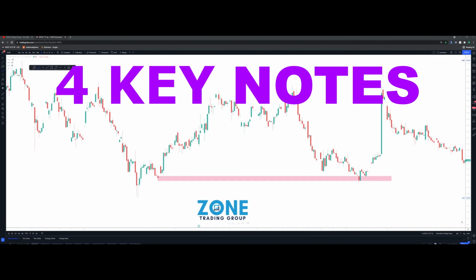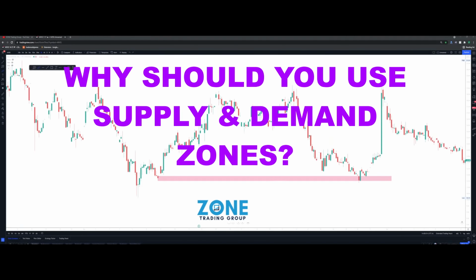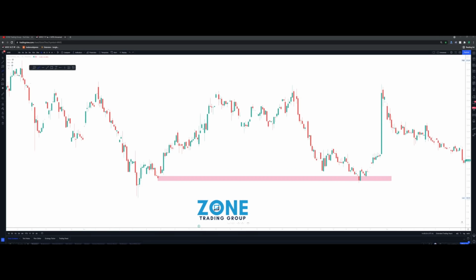Alright guys, before we jump into the charts, there are 4 keynotes that you guys need to know about supply and demand zones. Number 1, why should you use supply and demand zones? You should use supply and demand zones because they allow you to see areas on the chart where price has a high probability to reverse.